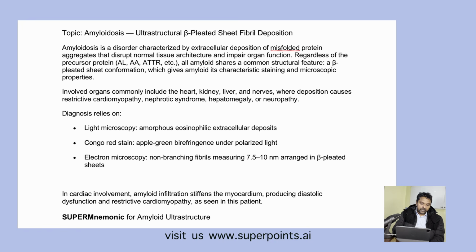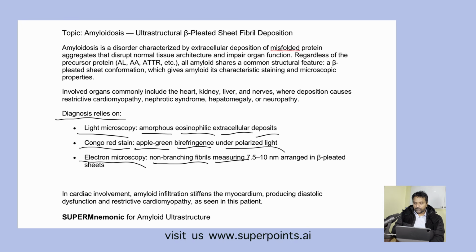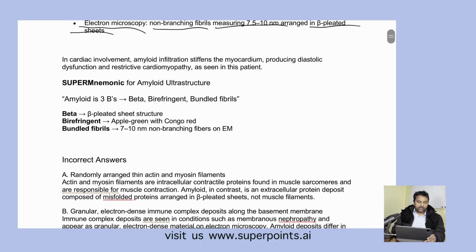When you diagnose this condition on light microscopy, you're seeing amorphous eosinophilic extracellular deposits, Congo red stain, and apple green birefringence under polarized light. On electron microscopy, you're seeing non-branching fibrils measuring 7.5 to 10 nanometers arranged in beta pleated sheets. So this question came on that point. What do you see on electron microscopy? So that is the correct answer.